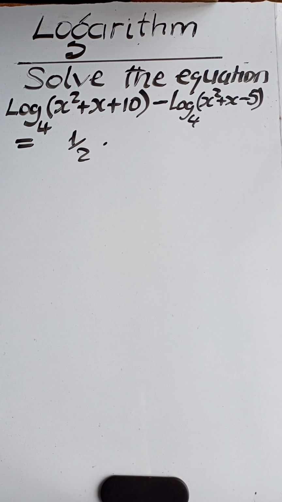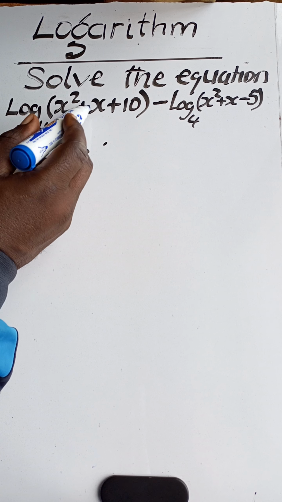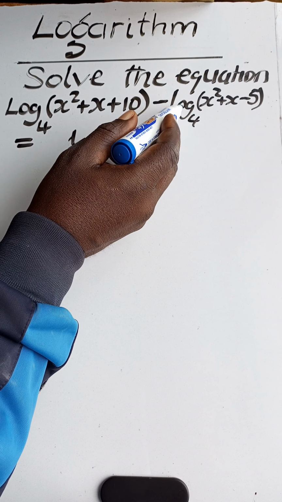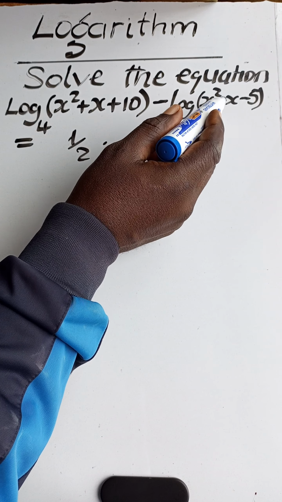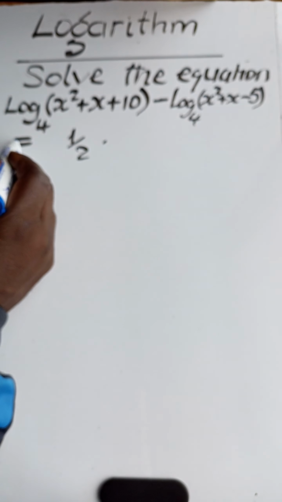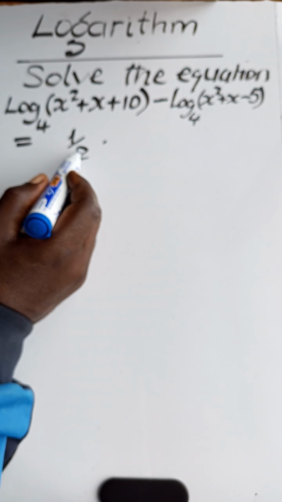Welcome to my channel. Let us solve this equation involving logarithms. We have log to the base 4 of x squared plus x plus 10 minus log to the base 4 of x squared plus x minus 5, all of that equal to a half.